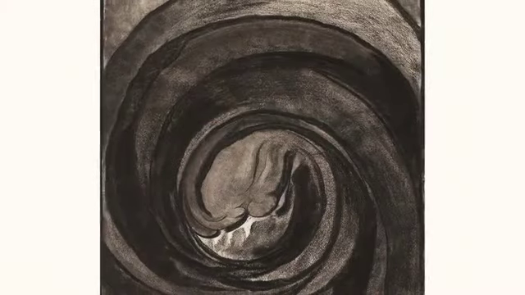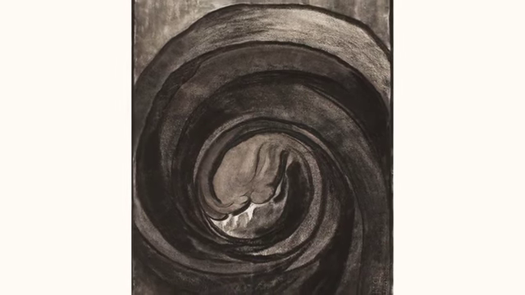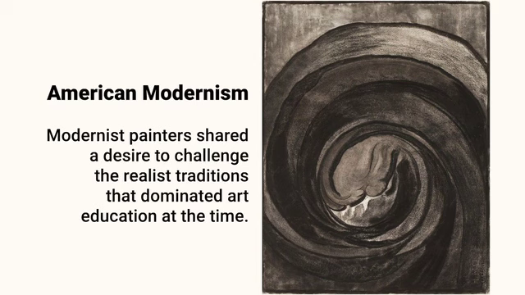It was new for a woman to paint in abstraction using lines, shapes, colors, and the rhythms of nature to capture her internal feelings. This artistic style became known as American modernism. Modernist painters shared a desire to challenge the realist traditions that dominated art education at the time. O'Keeffe's painting, Red and Orange Streak, features lightning. It is abstract because it doesn't look like a real storm. It was O'Keeffe's way of capturing what she sees and feels during a lightning storm.